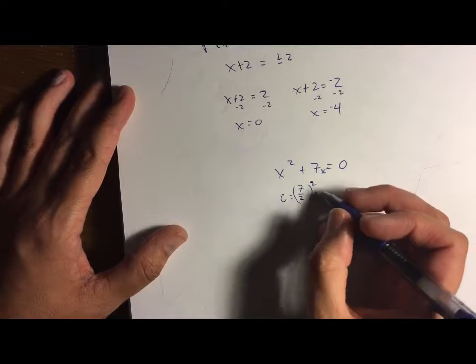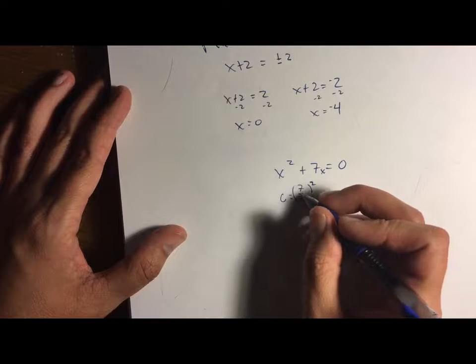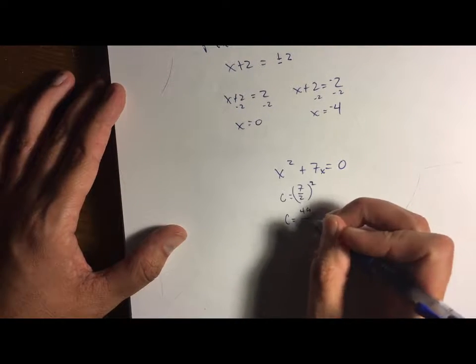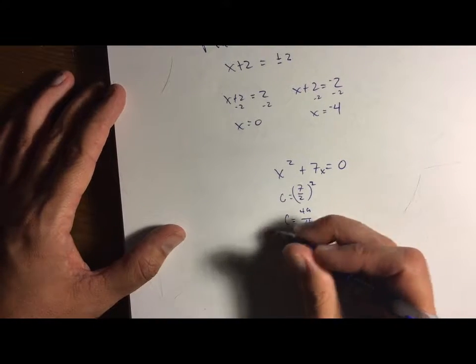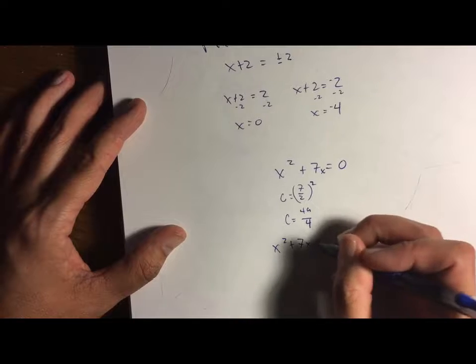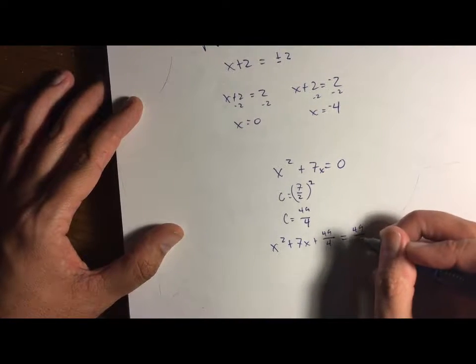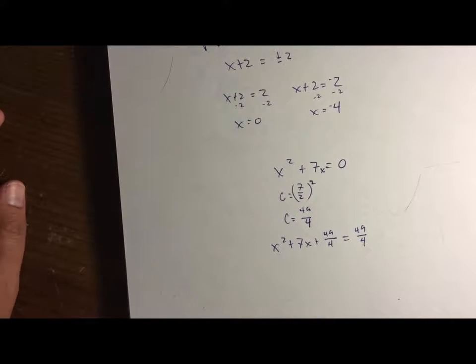So that's 3.5 squared, or you can just say that is 7 squared, 49, over 2 squared, which is 4. So we're going to be adding that to both sides. So x squared plus 7x plus 49 over 4 equals 49 over 4, and you've completed the square. That's good enough for me.